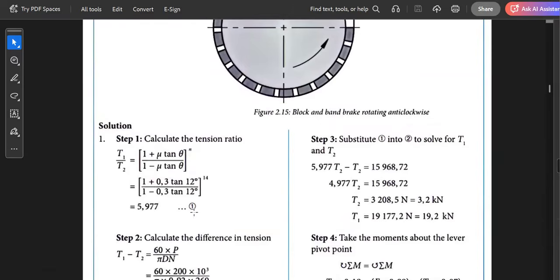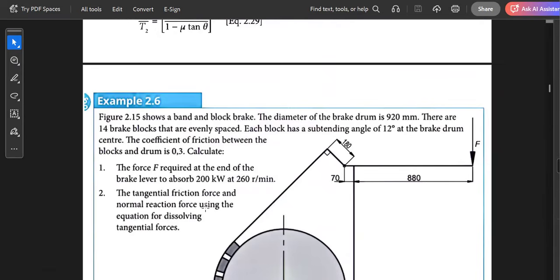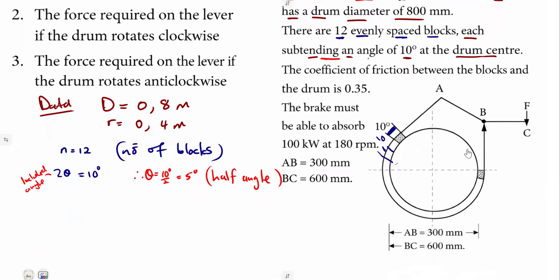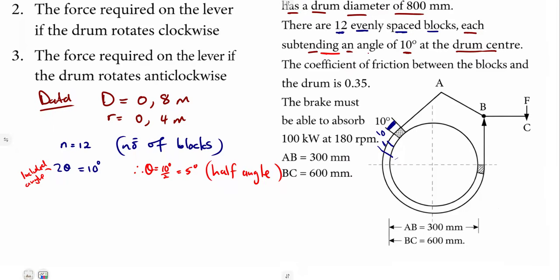So the author is taking this 12 as the half angle. For exam purposes, if that is given, divide it by 2. Guys, let's just be on the safer side, divide by 2. So that is it for this one. We now have the half angle. So let's consider the coefficient of friction between the blocks and the drum.